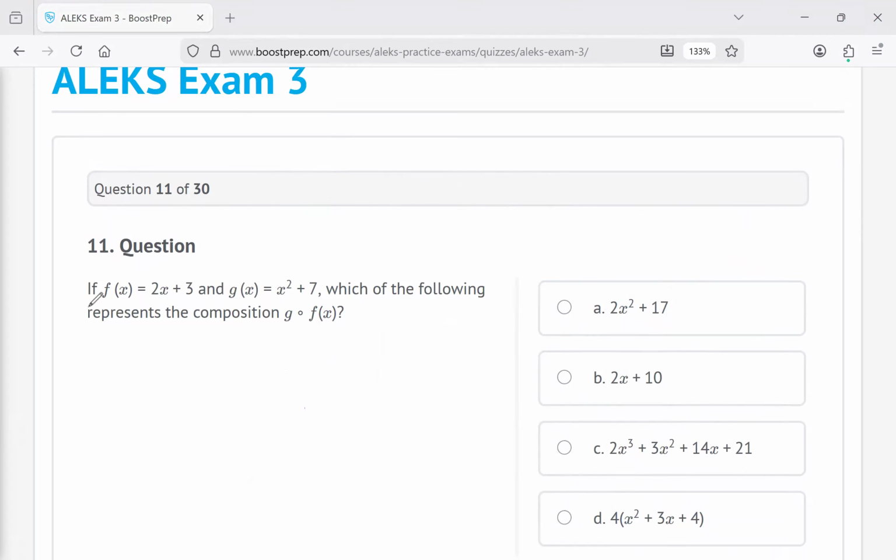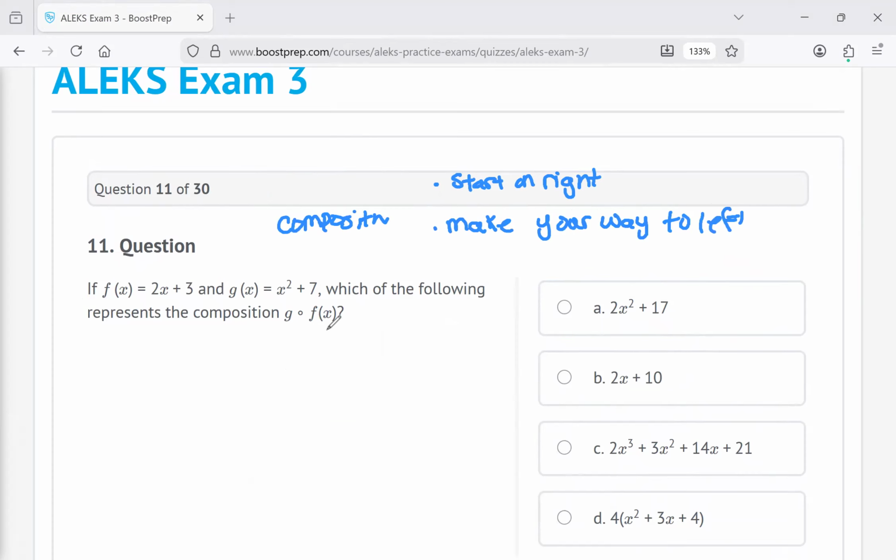Question 11, if f of x equals 2x plus 3 and g of x equals x squared plus 7, which of the following represents the composition g of f? So this is a composition problem. This is not multiplication. So what you've got to do is start on the right-hand side and then make your way to the left. So what that means is we're going to start with f of x and put that inside g. Here's f of x, you're going to put that inside of g of x, if that makes sense.